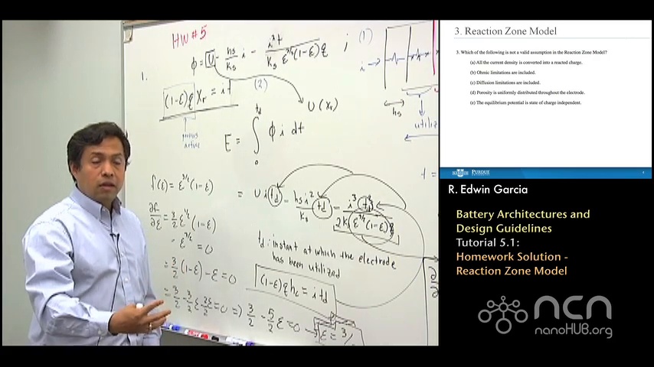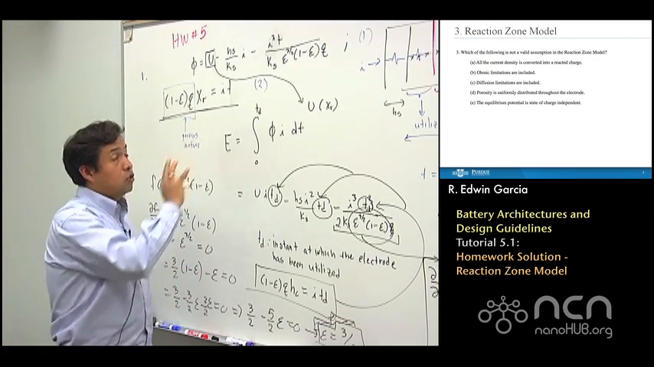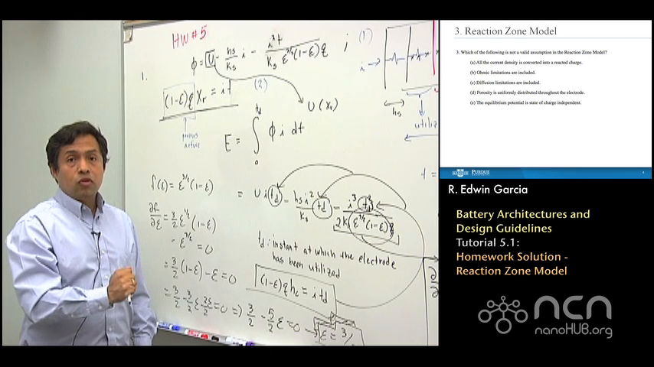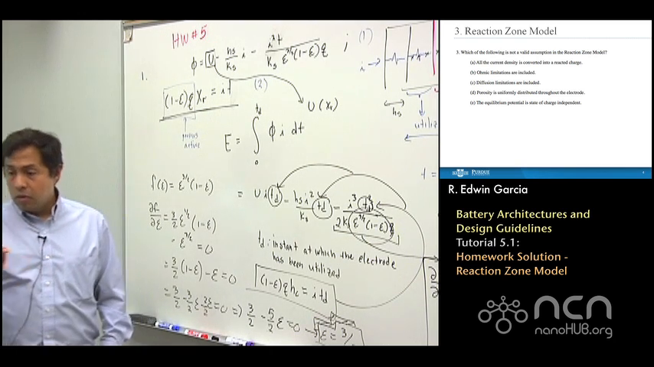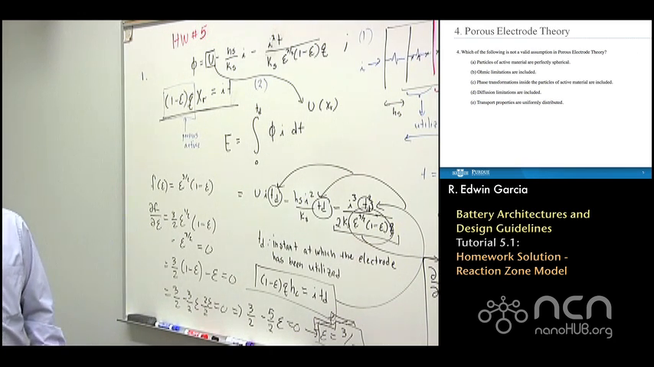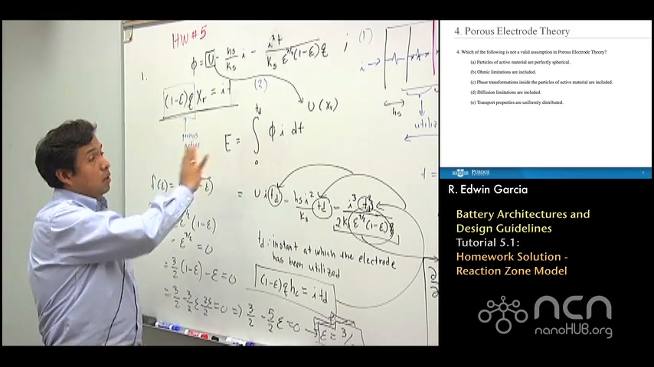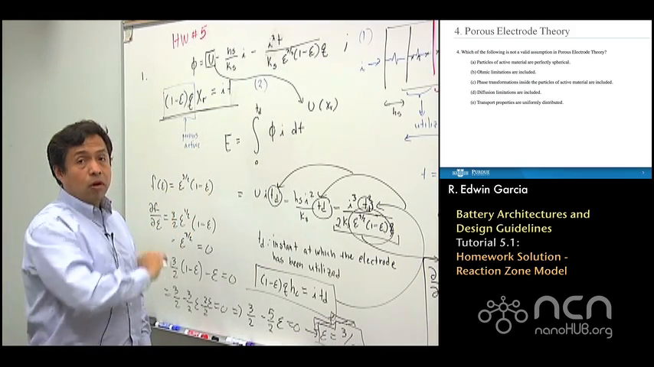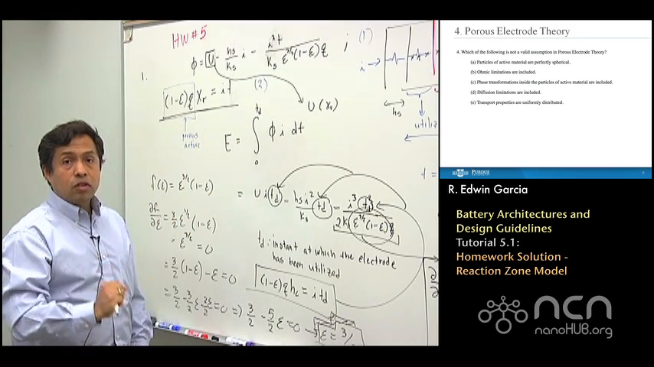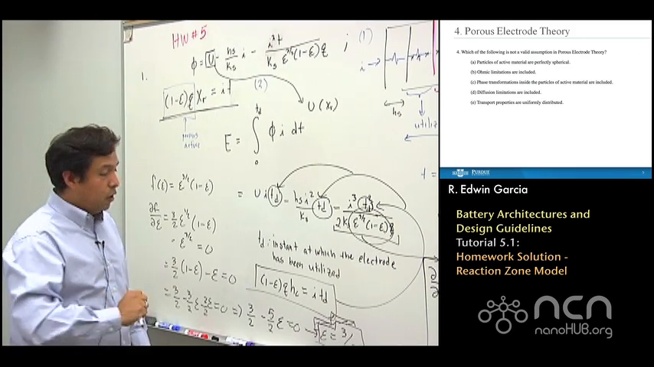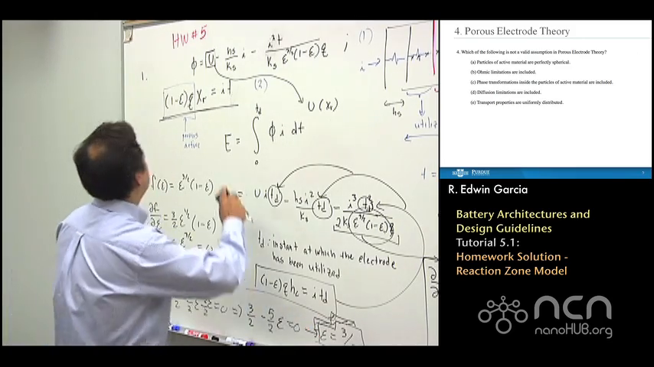And because of that, during that week, we also discussed the contributions from diffusion using porous electrode theory, which is the last question of the homework, where it says which of the following is not a valid assumption of porous electrode theory. Possible answer A says that particles of the active material are perfectly spherical, and even this model, both models assume that the particle sizes are perfectly spherical and perfectly uniformly distributed.